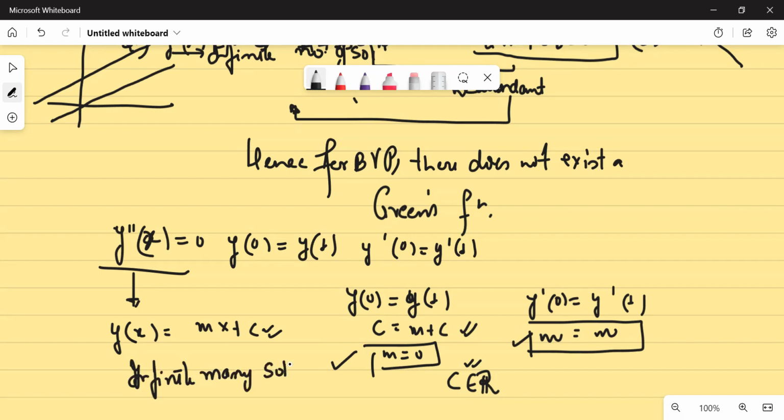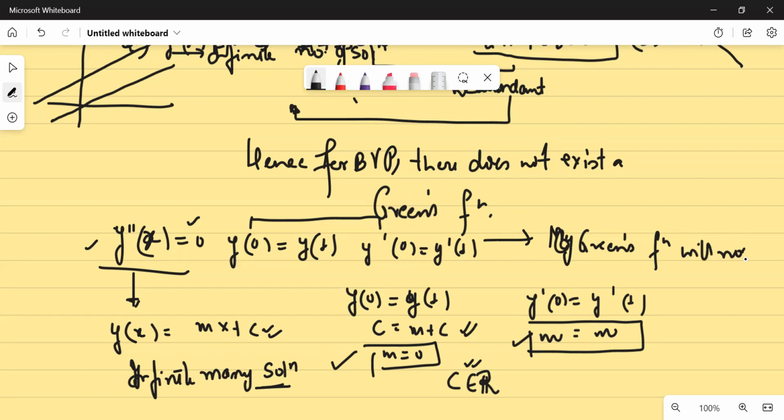If you have infinitely many solutions for the boundary value problem, like for this particular differential equation including these two boundary conditions, I know my Green's function cannot exist. Because for the Green's function to exist, satisfying this equation and these boundary conditions, the solution should come out as the trivial one, that is, y(x) equal to 0 should come out. If that comes out, then the Green's function exists and is unique. So here, the Green's function will not exist. Is that clear?